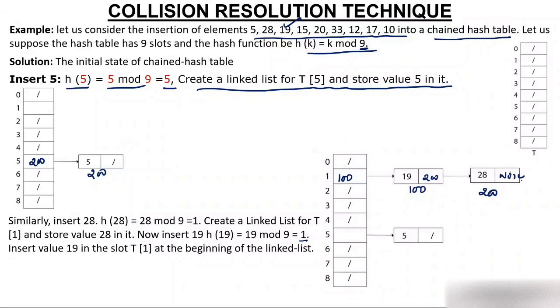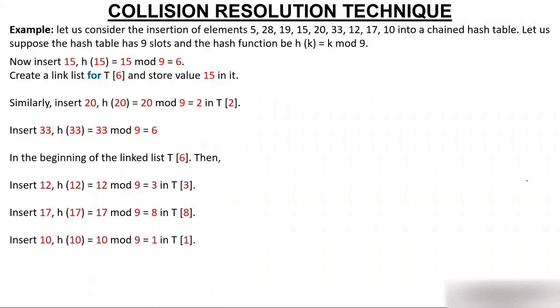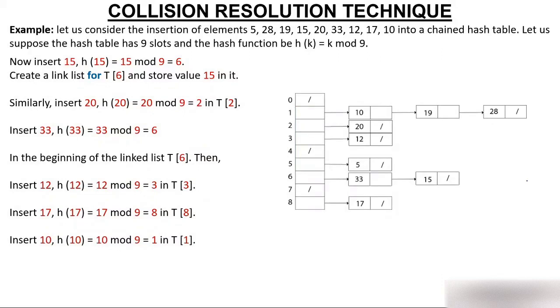Hope you have understood what the linked list is all about. There's nothing, we are just creating a linked list. Now the remaining elements are solved using the same method, and finally you get the linked list like this. I'm not going to explain everything, I've already explained it. So this is how you get separate chaining, where you are resolving a collision using separate chaining.